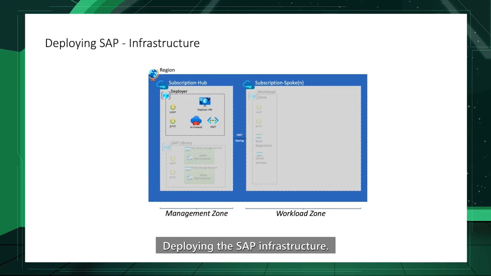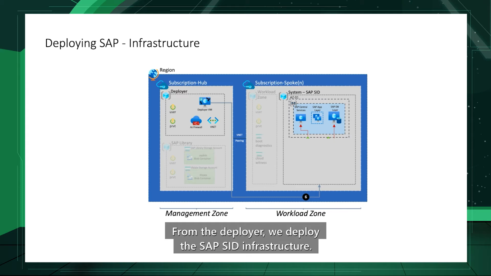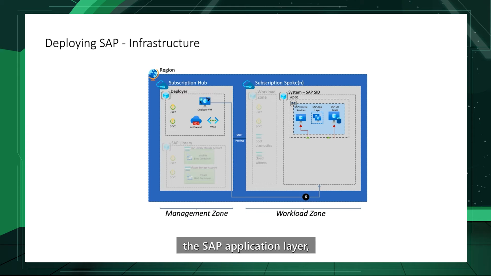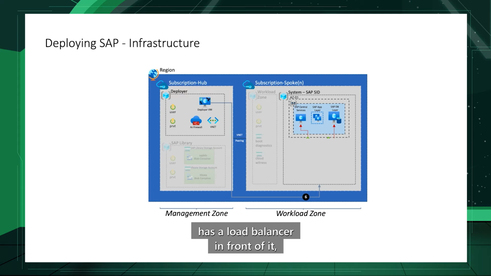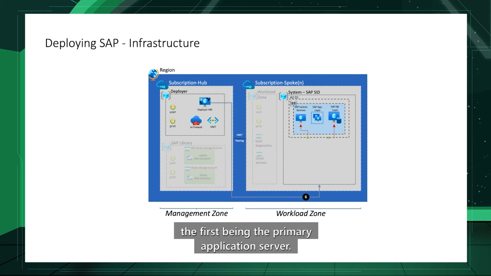Deploying the SAP infrastructure. From the deployer, we deploy the SAP SID infrastructure. The SAP SID infrastructure consists of the SAP Central Services, the SAP Application Layer, and the SAP Database Layer. The SAP Central Services has a load balancer in front of it, as does the SAP Database Layer. The SAP Application Layer consists of one or more application servers, the first being the primary application server.